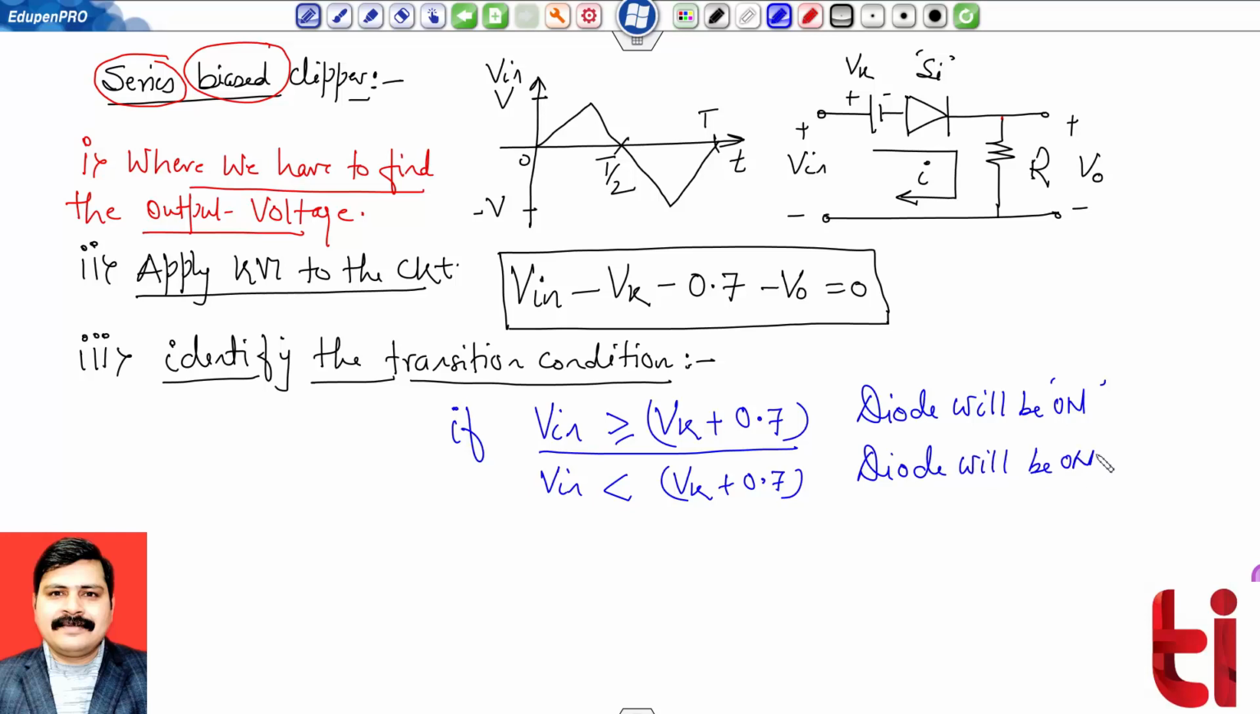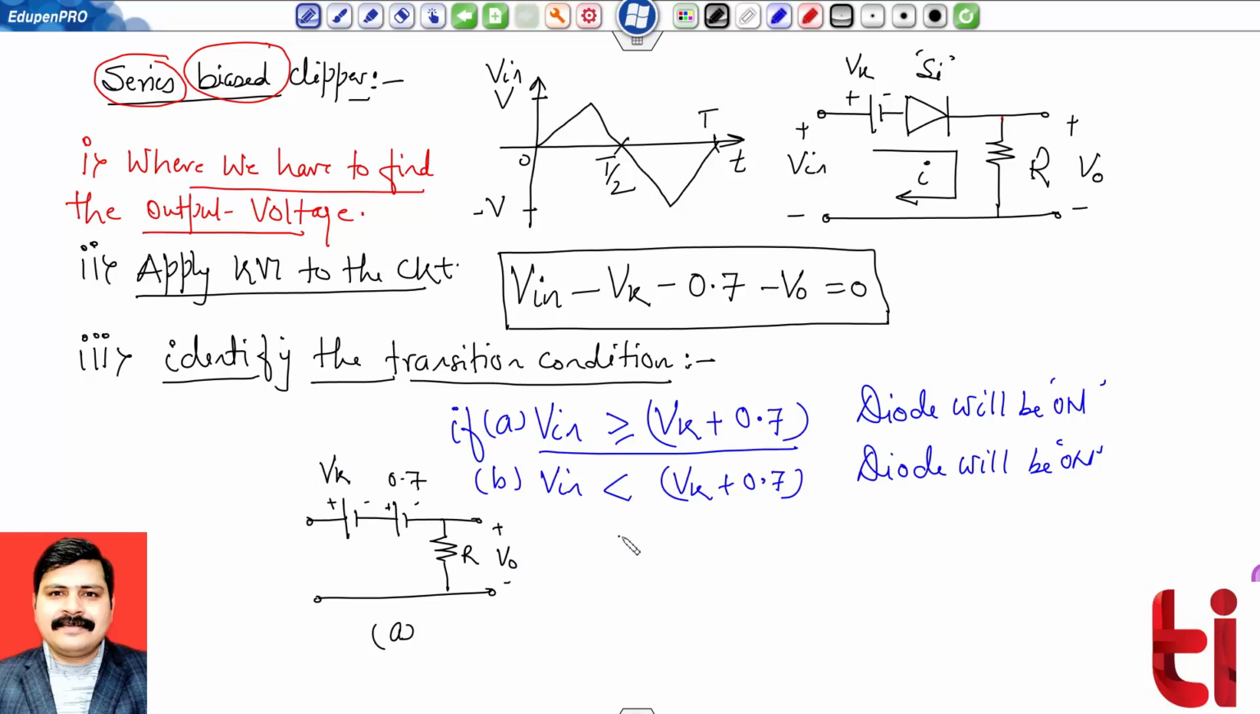Then in both the cases, separately, we can find the output voltage. So let me draw the circuit for both the cases. So this is case A and case B. And quickly I am drawing the circuit for both the cases. And from the circuit, we can take a judgment what will be the output voltage. So this is my case A. This is plus minus Vk. This is plus minus 0.7, R, plus minus V naught.